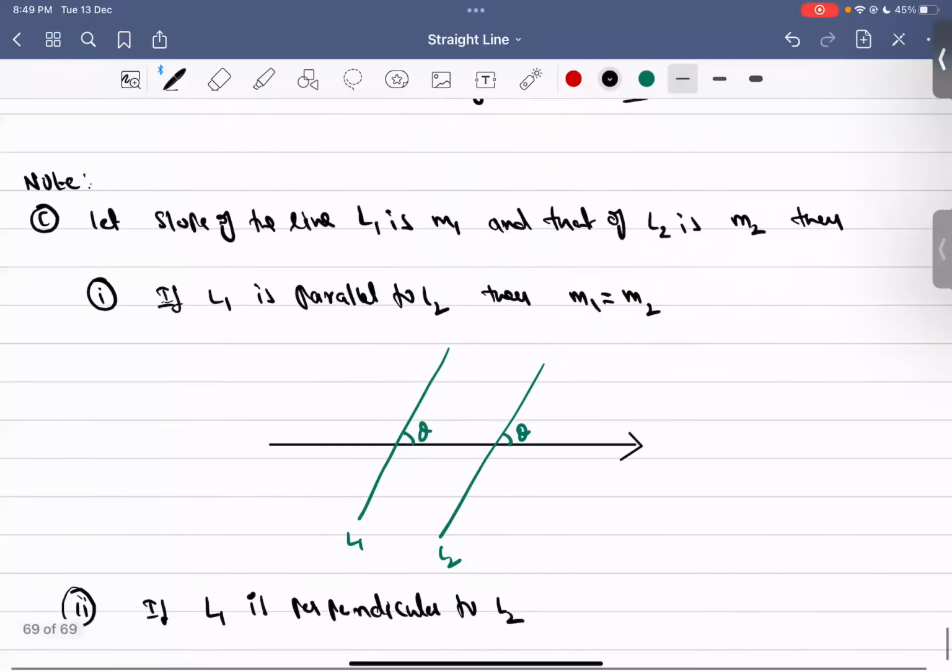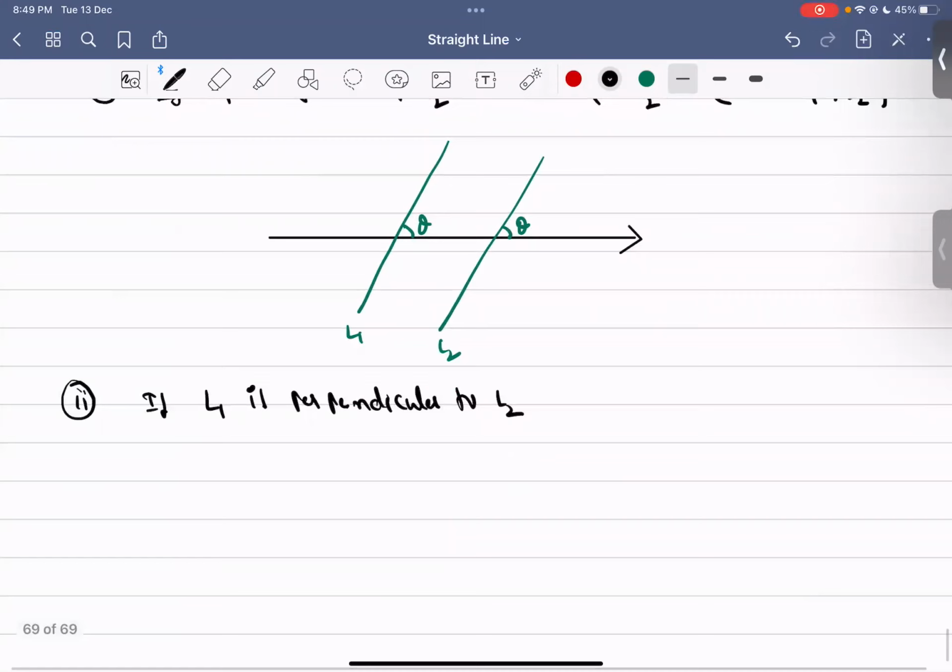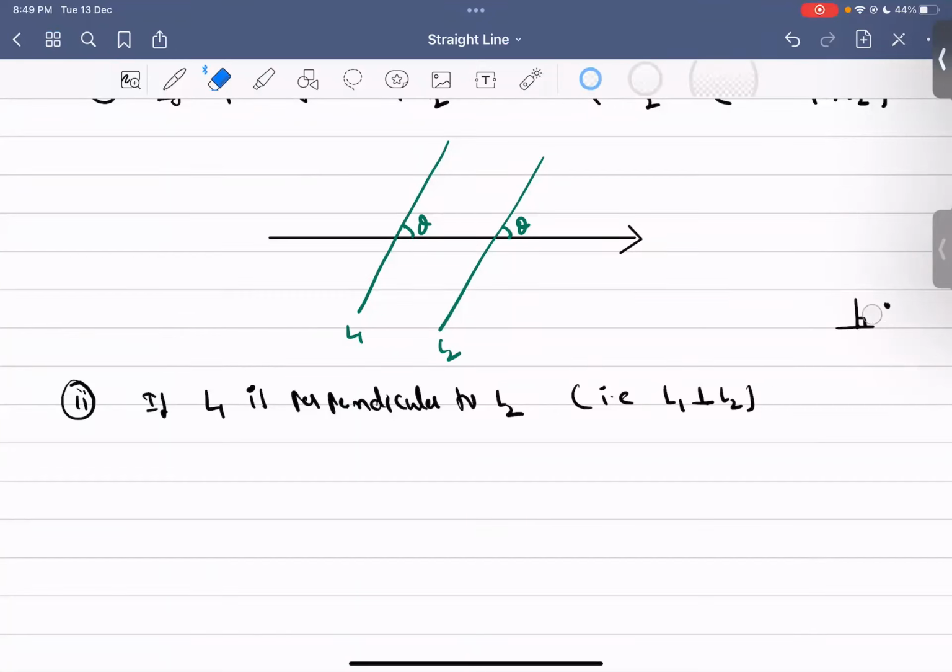Actually, the notation for parallel is L1 is parallel to L2. And the notation for perpendicular is L1, like this, perpendicular to L2. This is the reverse T. Why is that the notation? Because this angle is 90 degrees. That's why we use that notation.